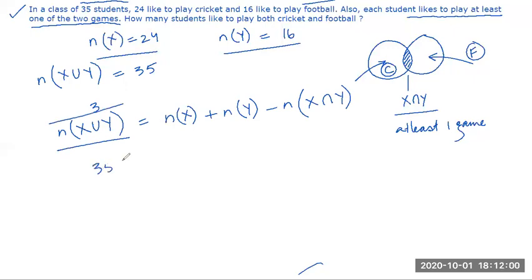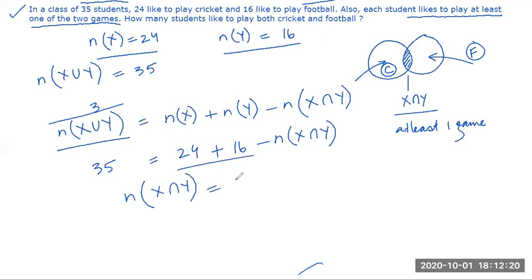So 35 is equal to n of X, which is 24, plus n of Y, which is 16, minus the common thing we want to find out. So n of X union Y is 24 plus 16, which is 40. 40 minus 35 is equal to 5. So the answer is 5. Okay, we've done this one also. So now let's do the last one.